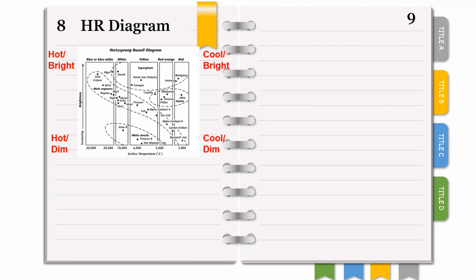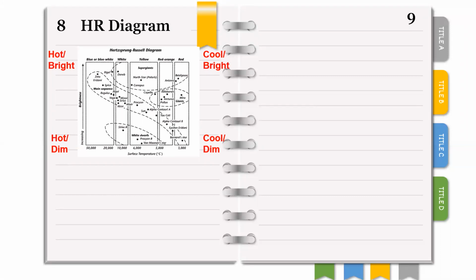All right, so we should have put the top as hot and bright. And the bottom should be hot and dim and cool and dim. Just like how our HR diagram has quadrants, so do our graphs in math: 1, 2, 3, and 4. So all of the hot stars are on what side of the graph?